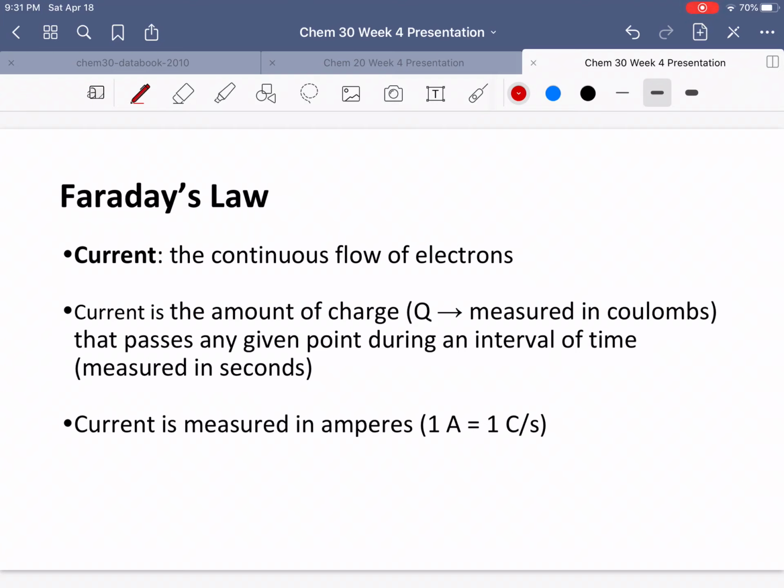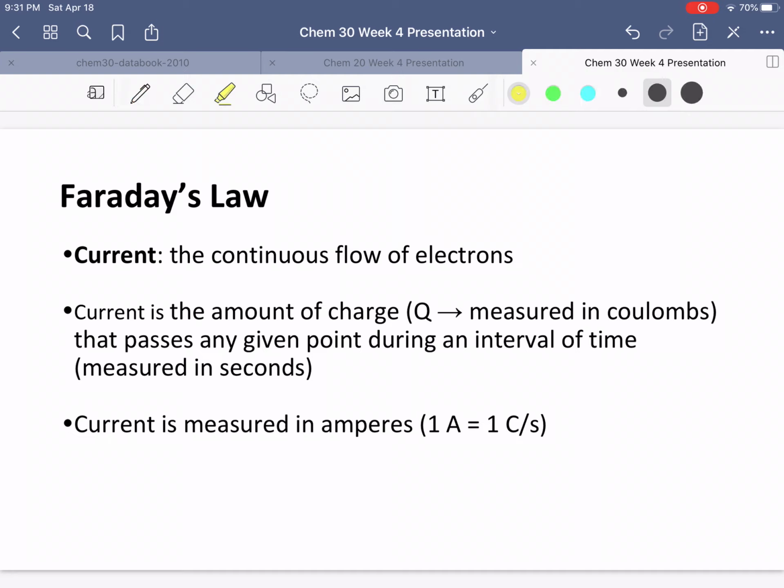Hello, everybody. We are on to the fourth podcast of week 4, and I'm actually going to split this one up into 2 podcasts, even though it's all on Faraday's law, just to shorten it up a little bit. You're, of course, welcome to watch them back to back.